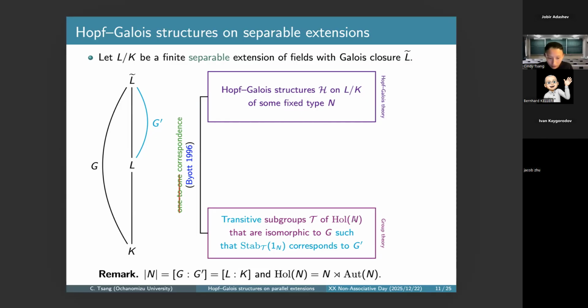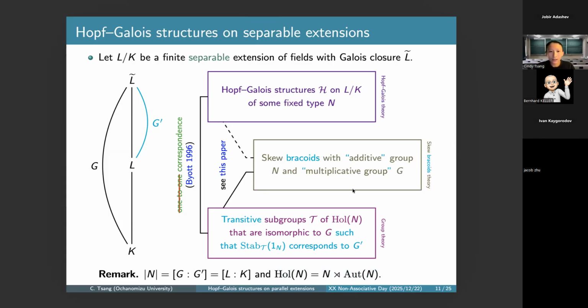And again, same as the Galois case, the order of the type that can occur here is the same as the index of G prime in G, which is the same as the degree here. And again, this is nicer. This might be a little easier to work with than the original Greither-Pareigis correspondence because the holomorph is much smaller than the symmetric group.